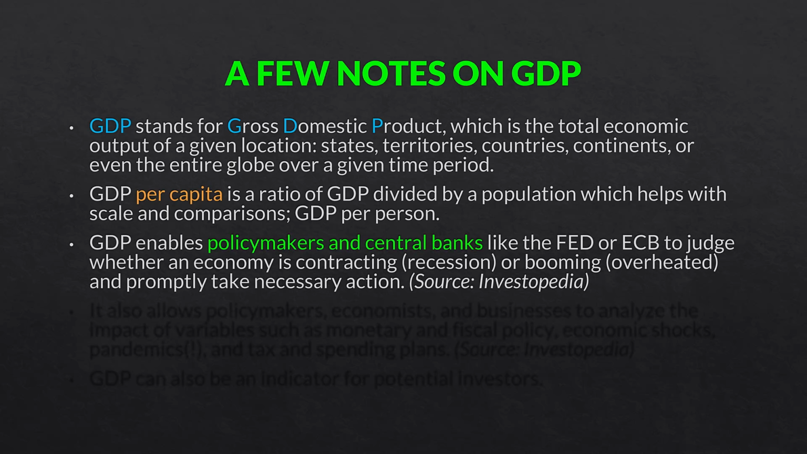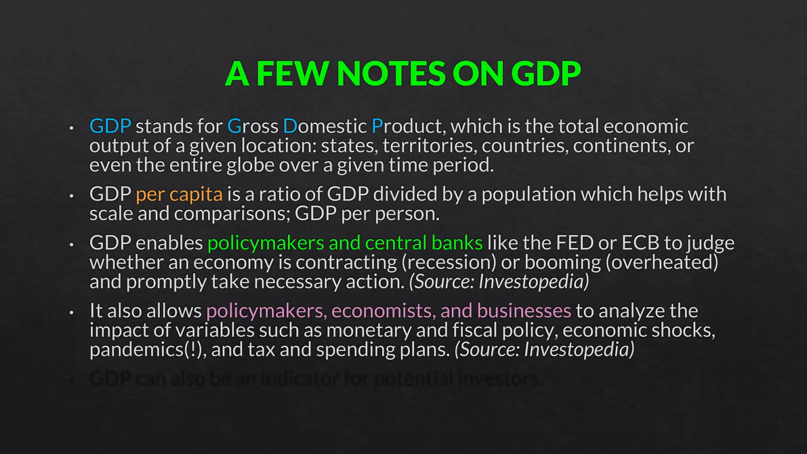So GDP enables policymakers and central banks, like the Federal Reserve, which is the Fed, the European Central Bank, or the ECB, and there are many other central banks, to judge whether an economy is contracting, in a recession, or booming, overheated, and promptly take necessary action, usually through the adjustment of interest rates, by the way. It also allows policymakers, economists, and businesses to analyze the impact of variables such as monetary and fiscal policy, economic shocks, pandemics, as we all know, and tax and spending plans.